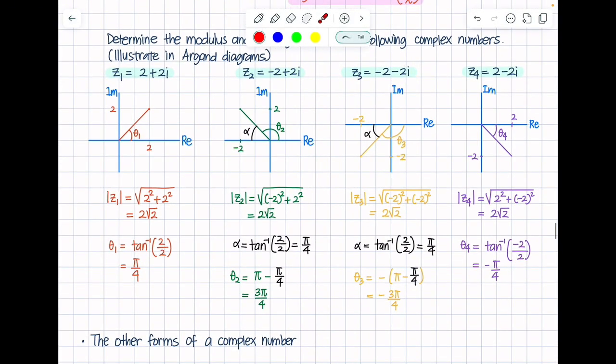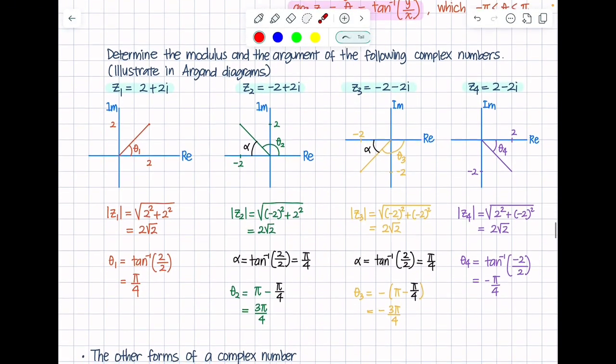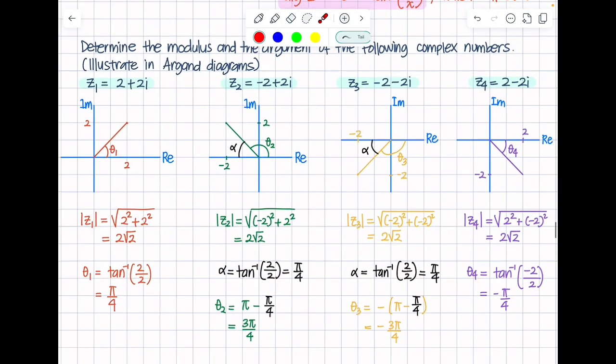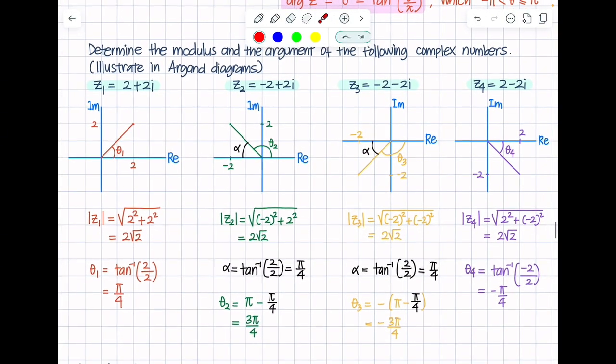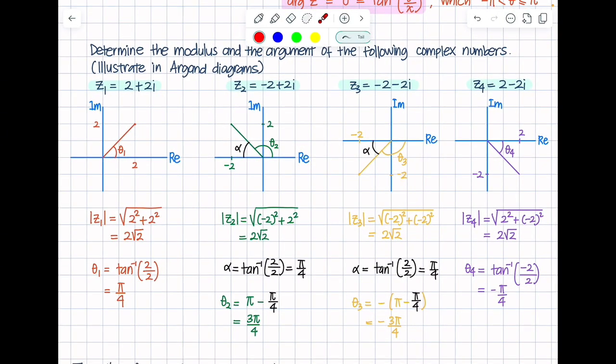Okay, so this is the method to find the modulus and argument in the fourth quadrant. For the first quadrant and fourth quadrant, you can directly find the tan inverse by inputting the values of y and x. But for a complex number which lies in the second and third quadrant, you can use this method.